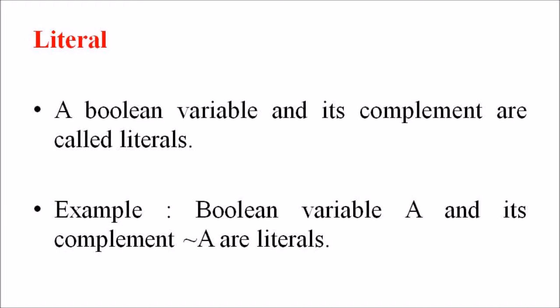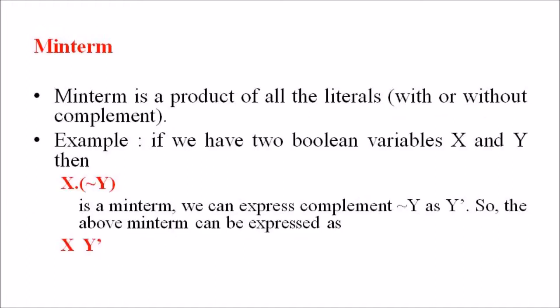So next we are discussing what is Minterm. Minterm is a product of all the literals with or without complement. For example, if we have two Boolean variables x and y, then x dot y dash is a minterm. We can express the complement, negation of y, as y dash, so the above minterm can also be represented as x dot y dash. So if we have two variables, then the minterm will consist of the product of both the variables.